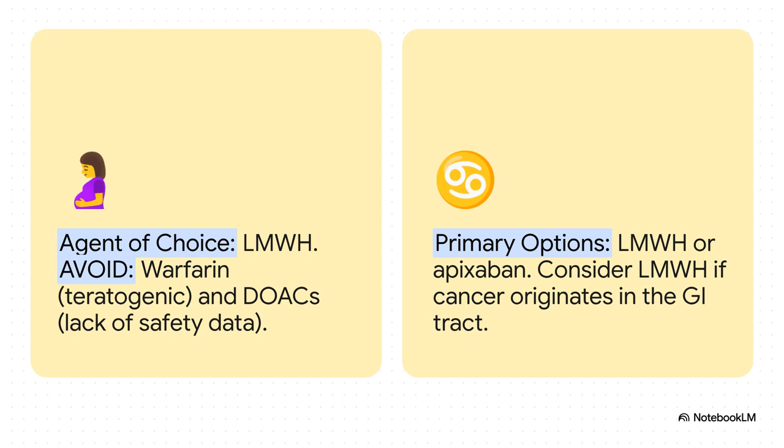And this lays it out pretty clearly. For a patient who's pregnant, it's simple. Low molecular weight heparin is the only way to go. You absolutely avoid warfarin and the DOACs because of risks to the baby and just a lack of safety data. Now, for cancer-associated thrombosis, you've got a couple of great options. LMWH or apixaban are both really effective. There's a little nuance, though. If the cancer is in the GI tract, you might lean towards LMWH.